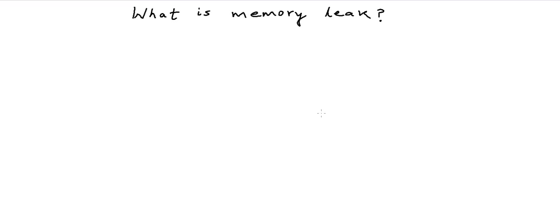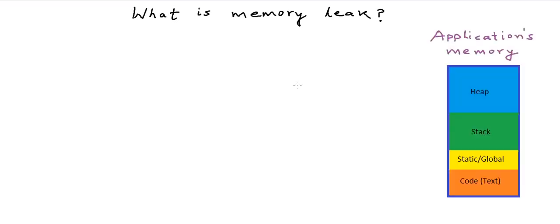A quick recap of some of the concepts that we have discussed in our previous lessons. The memory that is allocated for the execution of a program, or what we can also call applications memory, is typically divided into these four segments or these four sections. One section stores the instructions in the program that need to be executed. This section is called the code segment or the text segment.